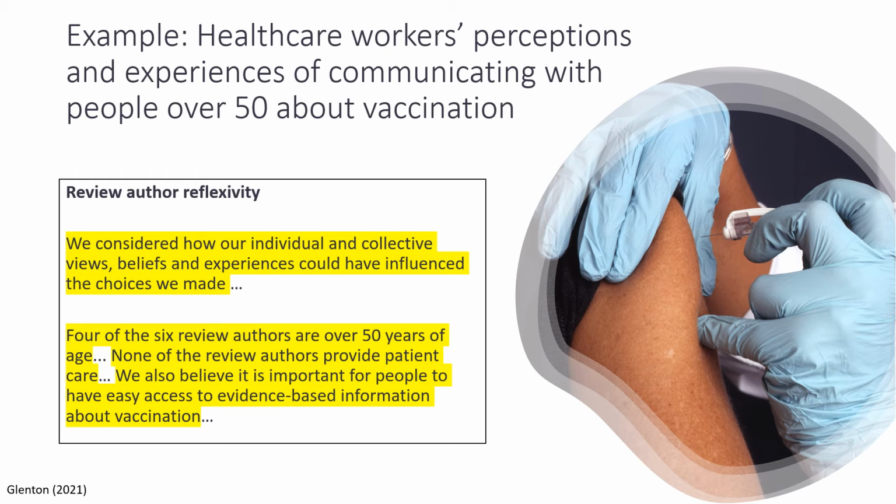An example of what a reflexivity discussion could look like comes from a systematic review of qualitative research on healthcare workers' perceptions and experiences of communicating with people over 50 about vaccination. So this is just an excerpt. The review authors say they considered how their individual and collective views, beliefs, and experiences could have influenced the choices they made. 4 of the 6 review authors are over 50 years of age. None of the review authors provide patient care. All of the review authors believe it is important for people to have easy access to evidence-based information about vaccination.